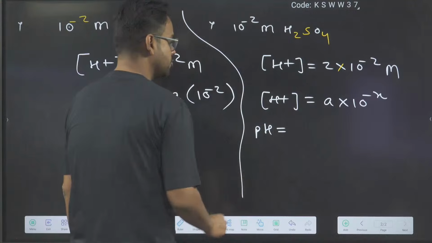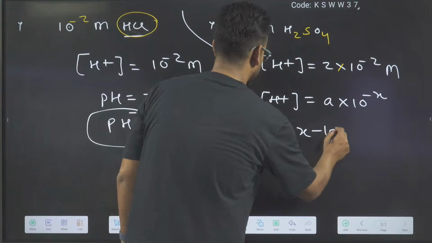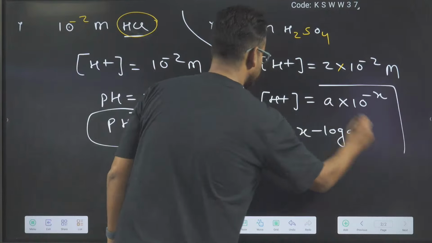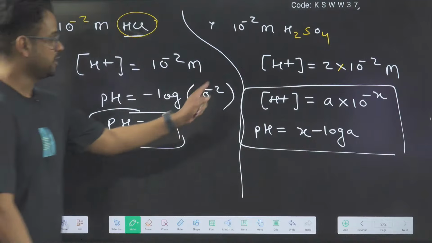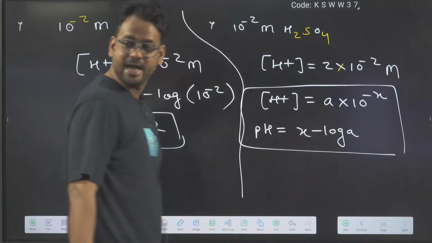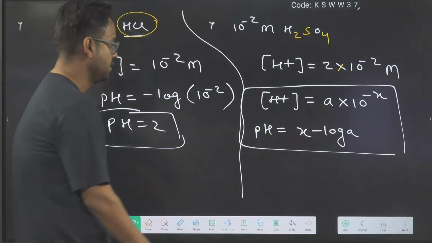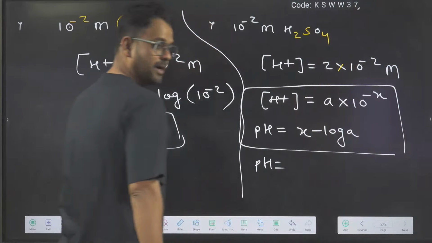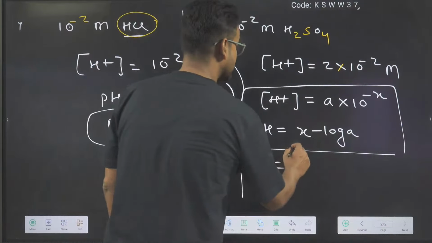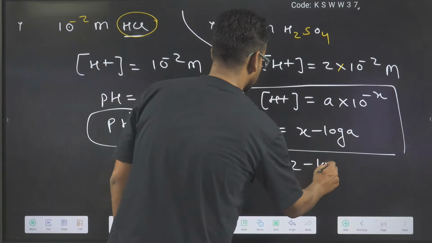Then pH is equal to X minus log A. Please remember this form. We will use this a lot of times in the problems. If H plus is A into 10 to the power minus X, pH is X minus log A. Yes. So over here, can you see A into 10 to the power minus X, beta? So pH will be equal to 2 minus log 2.